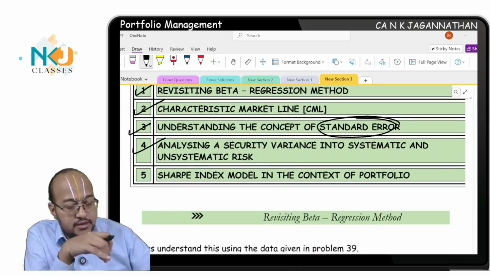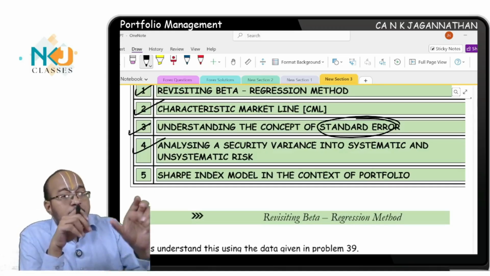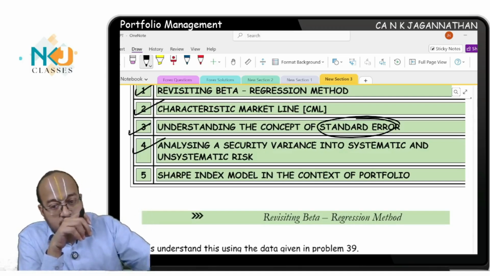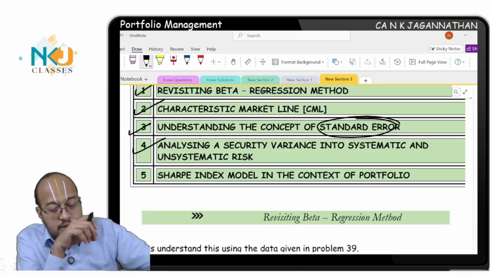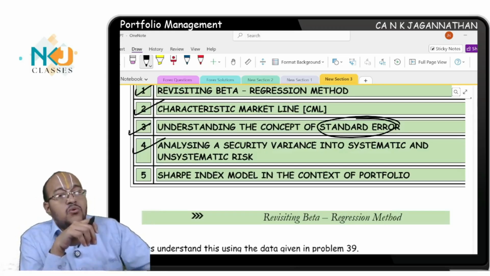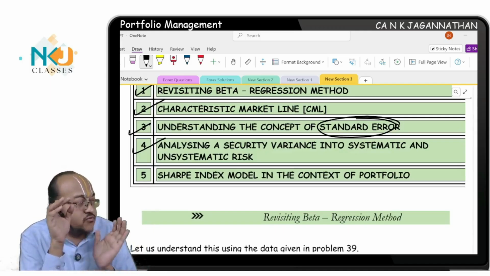I already told that in the CAPM model itself, the Sharpe tries to segregate the total risk into systematic and unsystematic, and only the market risk premium should be asked for the systematic risk alone. This we saw in capital asset pricing model itself. Now, how to quantify the risk into systematic and unsystematic, we did not learn that. Are you understanding what I am trying to say?